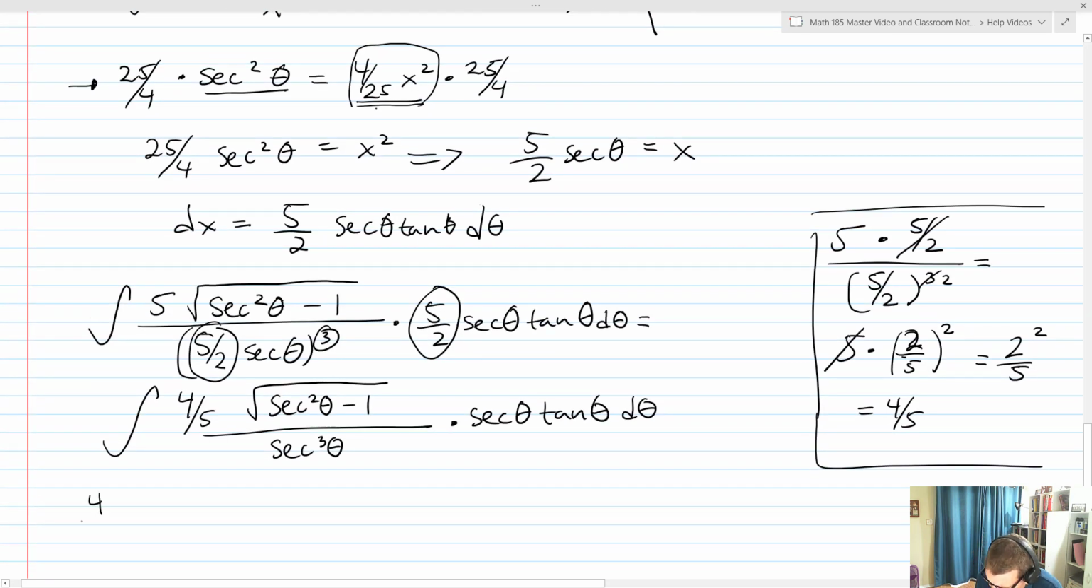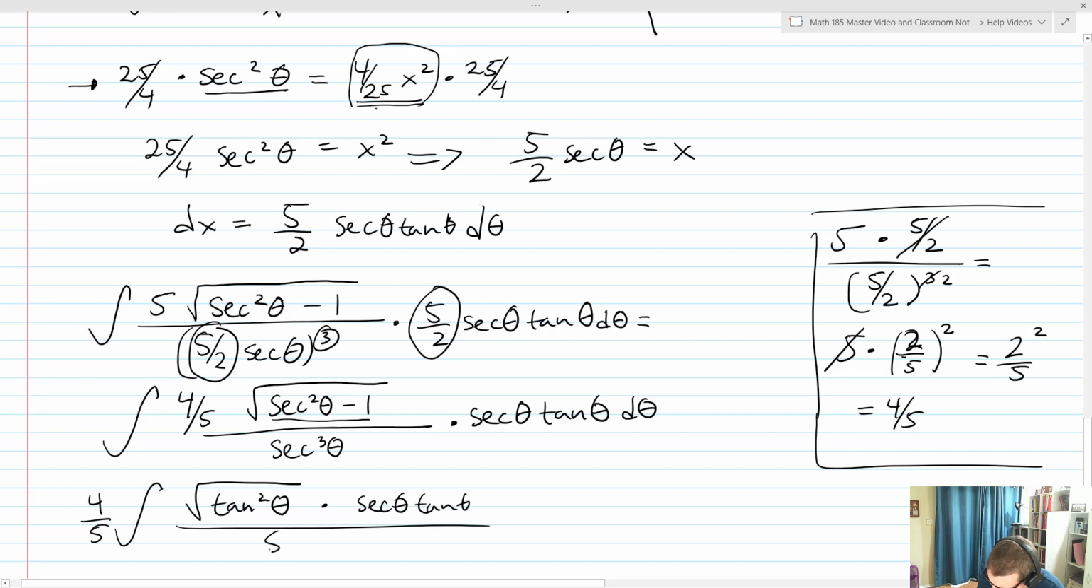And so I'll pull the 4/5 out. I got 4/5 times the integral. Secant squared theta minus 1 is now tangent squared theta. So this is going to be the square root of tangent squared theta, which is exactly where we wanted to be. Times secant theta tan theta divided by secant cubed theta d theta.